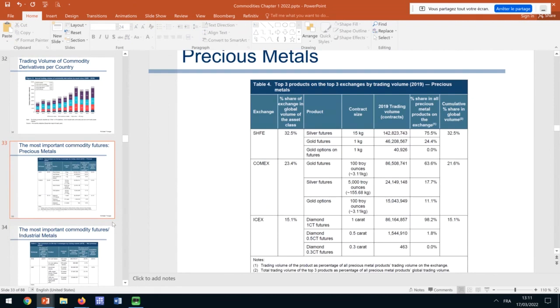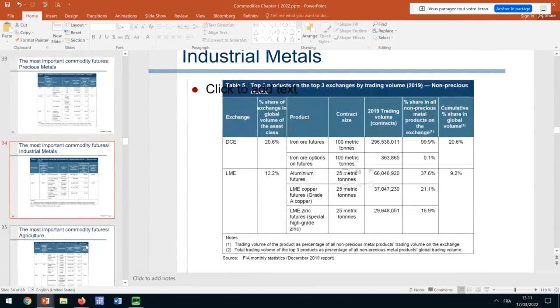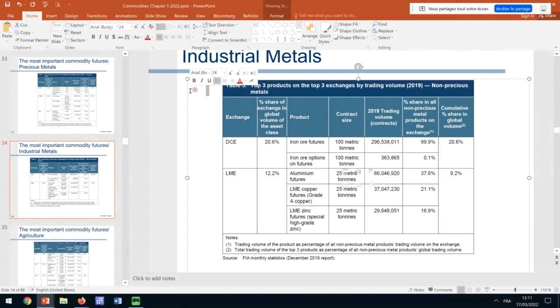Here, just as an example, are some important contracts. These are the important contracts in precious metals. You can see silver, gold, and apparently diamond futures. I didn't know that existed, but apparently there is a lot of trading in diamond futures. Okay, so gold futures, silver futures, and diamond futures. Interesting. These are the industrial metals: iron ore, aluminium, copper and zinc. These are the biggest contracts. There are more contracts, but these are the most important ones that are traded.